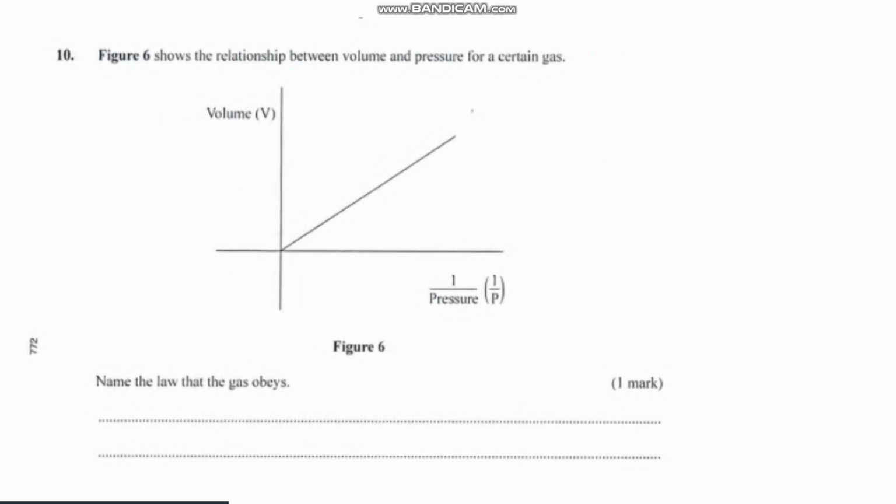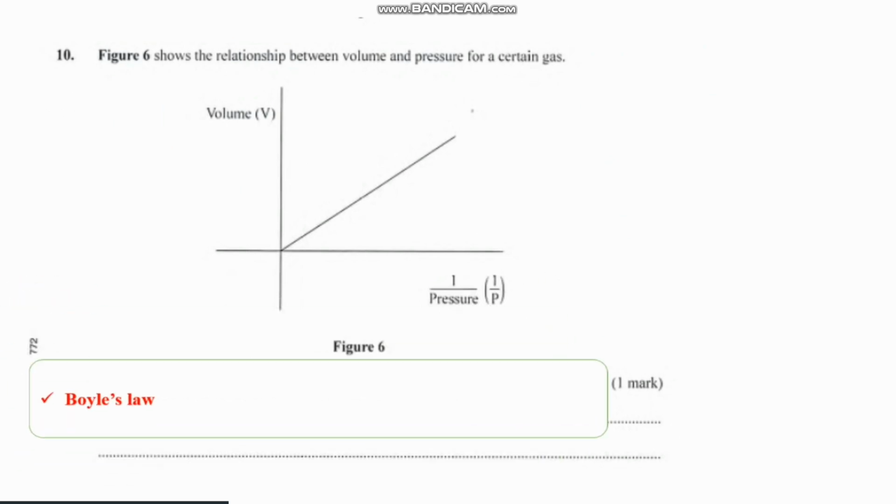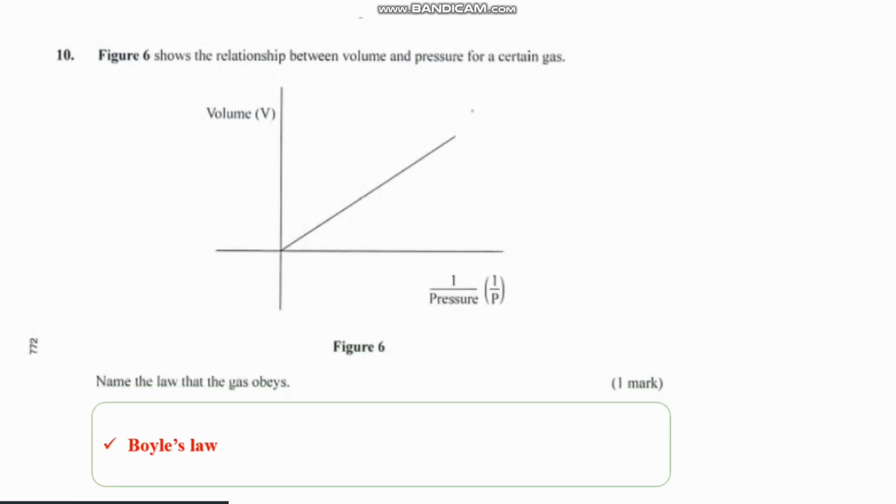The 10th question reads, Figure 6 shows the relationship between volume and pressure for a certain gas. So this one comes from gas laws. As you can see, we are comparing volume to pressure. So this is Boyle's law, where we have a relationship between volume and pressure. So the gas law being tested is Boyle's law.